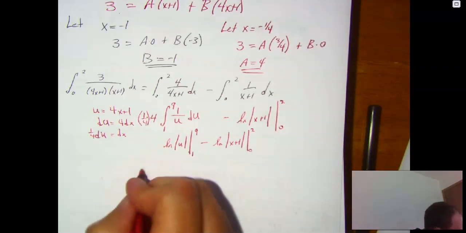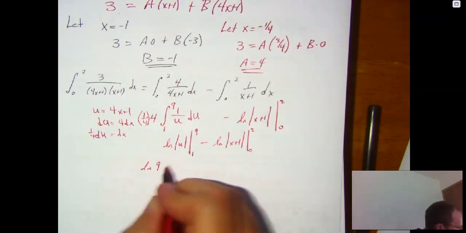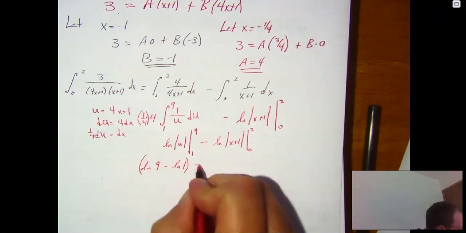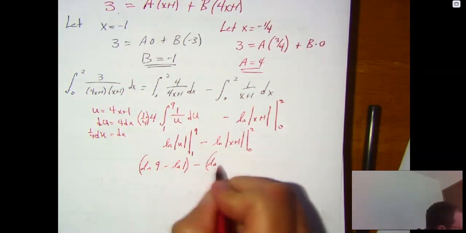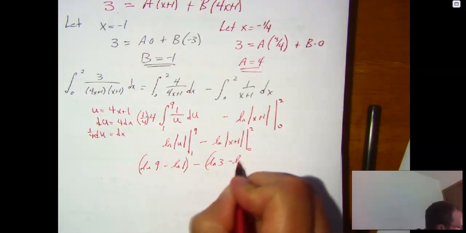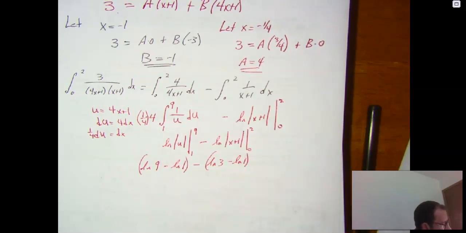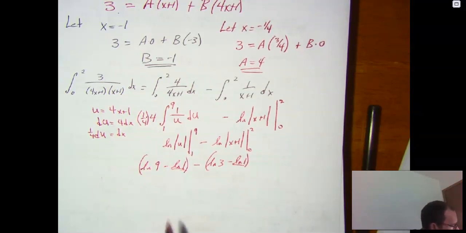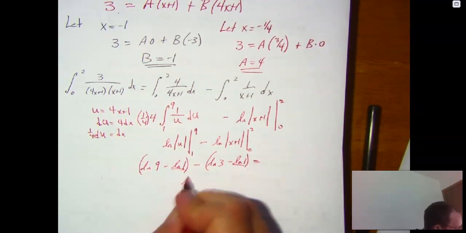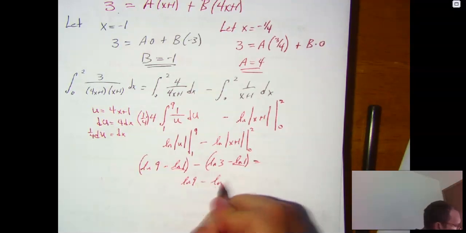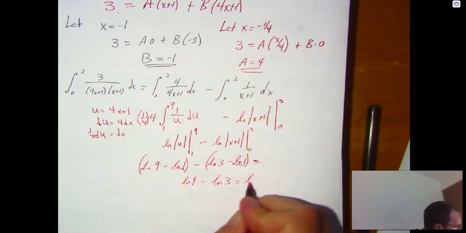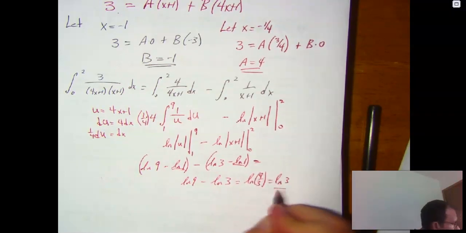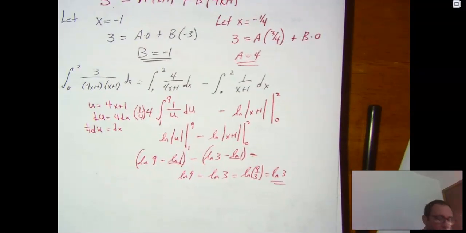Simplifying then, we're going to have the natural logarithm of 9 minus the natural logarithm of 1, minus, here we'll have the natural logarithm of 3 minus the natural logarithm of 1. We recall the natural logarithm of 1 is equal to 0, because e to the 0 is equal to 1. And so what we have is the natural logarithm of 9 minus the natural logarithm of 3. That's the same as the natural logarithm of 9 over 3 using properties of logs. So the natural logarithm of 3 should be our answer here.